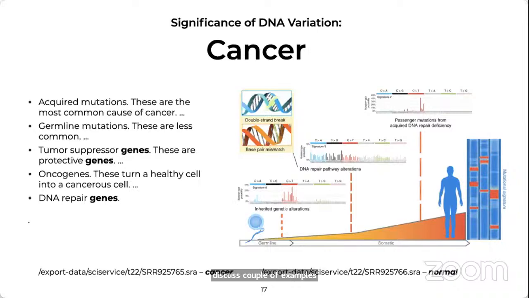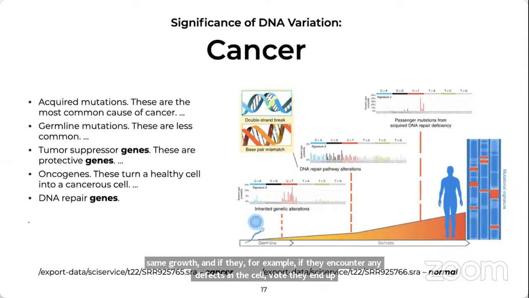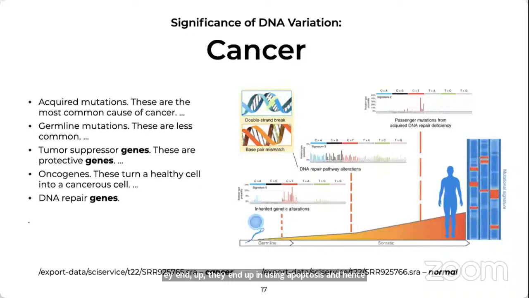These genes are generally termed tumor suppressor genes, because usually these genes regulate cell growth, and if they encounter any defects in the cell growth, they end up inducing apoptosis and hence preventing the eventual development and progression of the tumor. But if these tumor suppressor genes get mutated and, for example, inactivated, the mutated version may end up altering their normal function, then the regulation will be affected, and eventually that could result in uncontrolled growth of these cells.